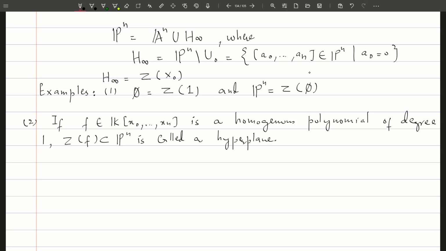For example, if we look at H infinity, it is the zero set of the polynomial x0. So this is the hyperplane at infinity.